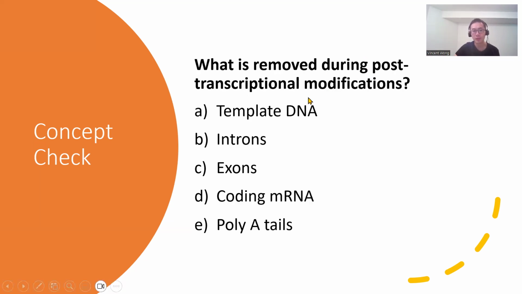What is removed during post-transcriptional modifications? Okay, correct answer is introns. Introns are insignificant. We remove them. Exons are expressed. We need them.